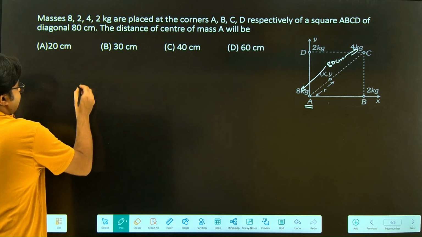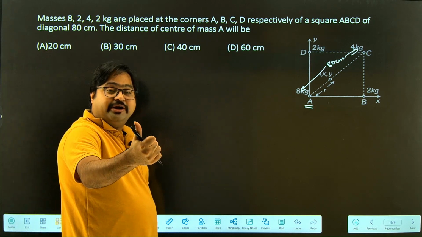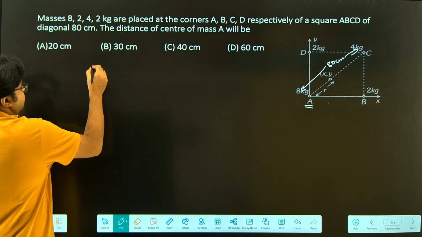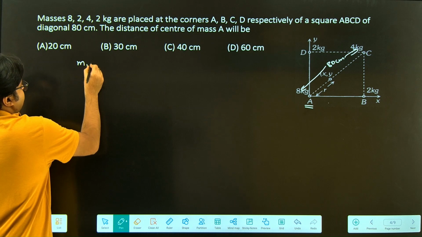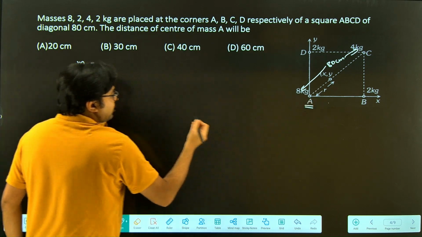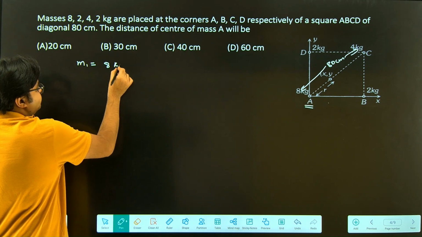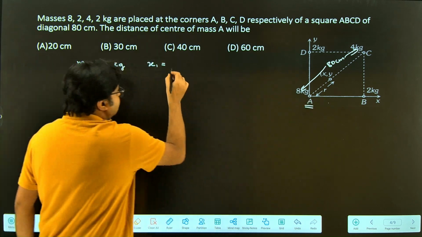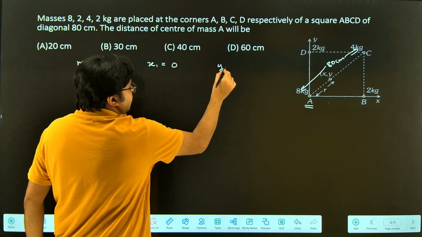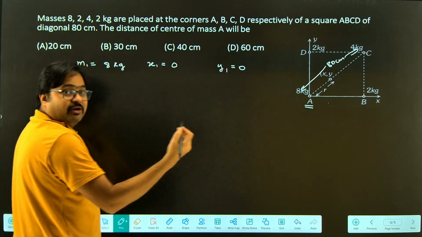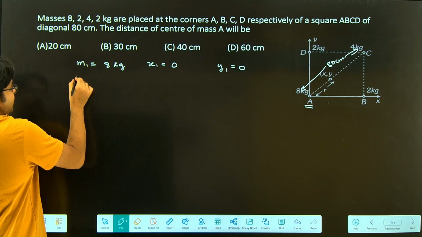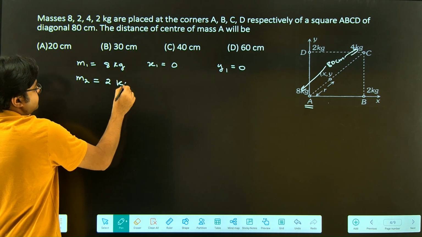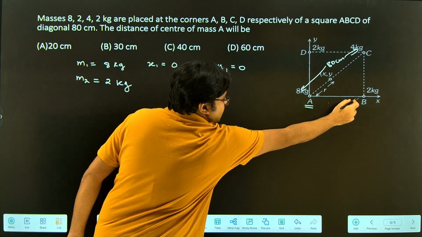So for calculating xcm, you will need the x coordinates of all the masses and the masses themselves. So let's list all of them down. M1 is this one, A, which is 8 kg, and then X1 is 0 because it is at the origin. Y1 also is 0 because that's the coordinate of the origin. Similarly, you can figure out what is M2. M2 is 2 kg, and that is point B.